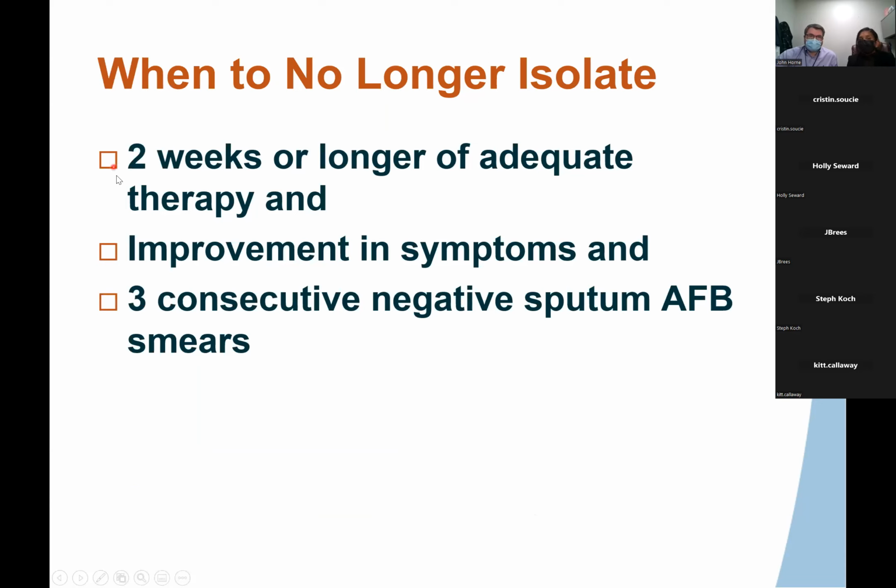So when are they no longer contagious? After 2 weeks or longer of adequate therapy, improvement in symptoms, and 3 consecutive sputum smears that are negative. Minimum 2 weeks of treatment, they're getting better, and you got 3 sputums and all 3 are smear negative, then you could take them out of isolation.